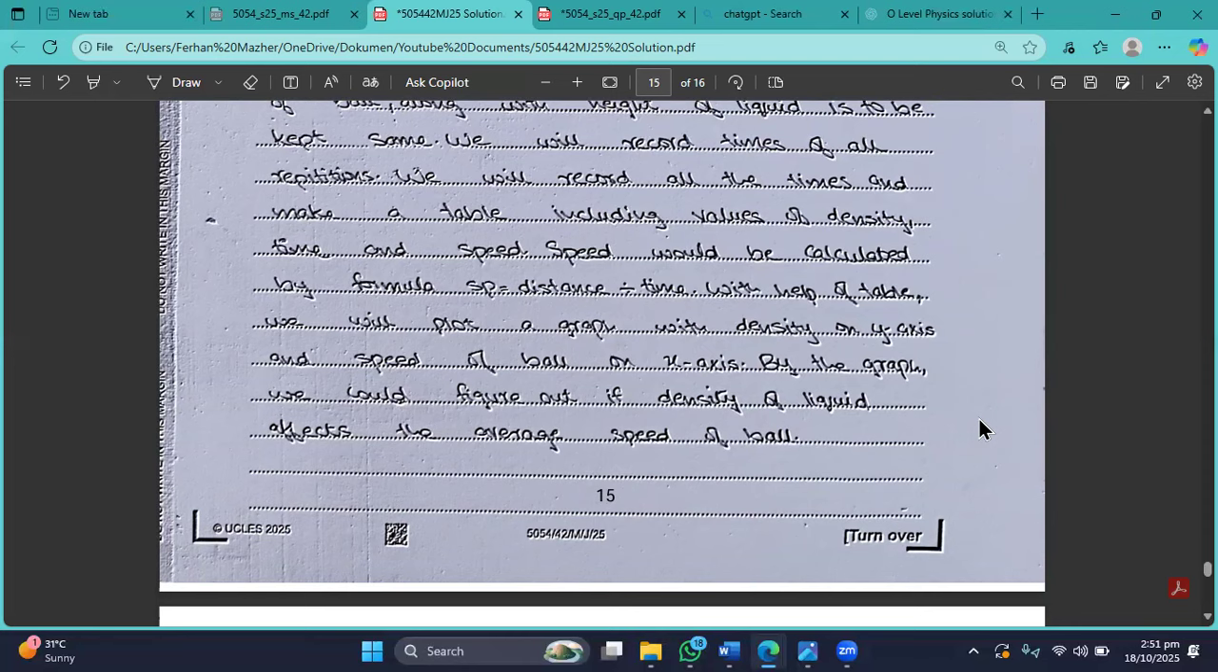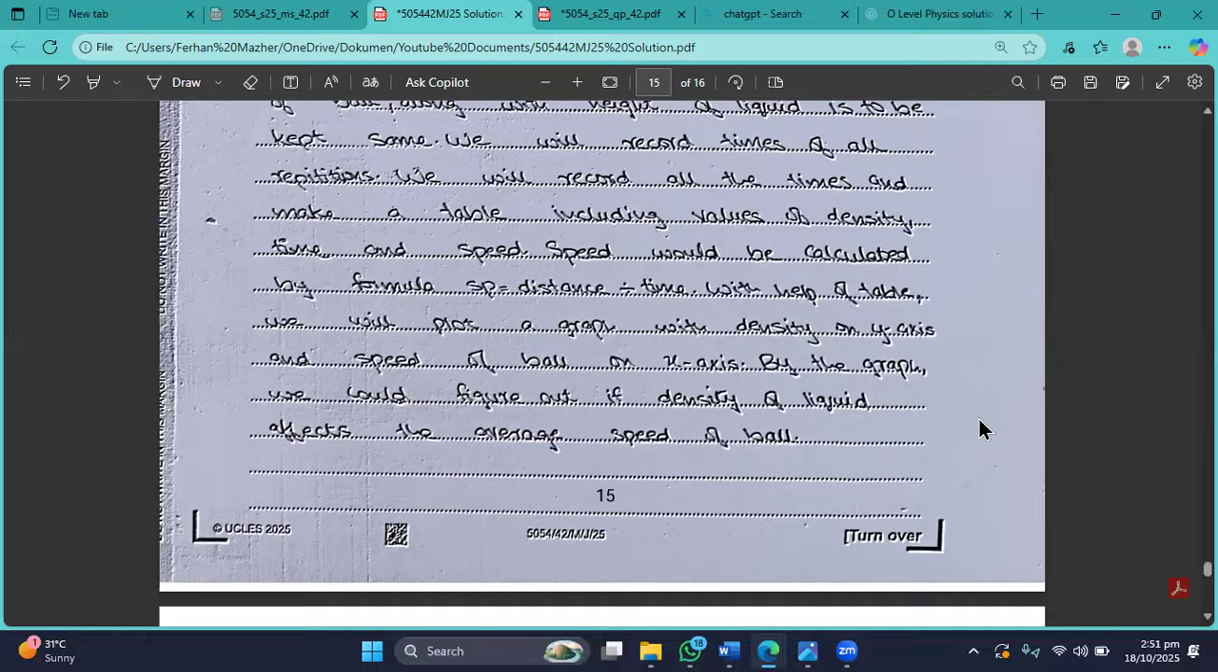With the help of the table, we will plot a graph. So we are interested in the density of the liquid and the speed of the ball in that liquid. So we will plot a graph with the density on the y-axis and the speed of the ball on the x-axis.